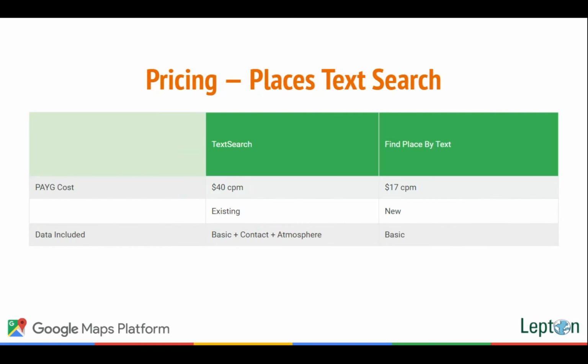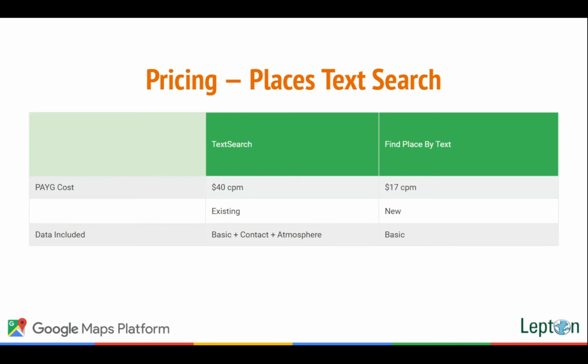Now let's talk about text search and find place by text. So costing for text search is $40 per thousand calls. It includes basic, contact and atmosphere. I talked about an example wherein I'm searching for pizza in New Delhi. So that's a simple text search example. Now, if I talk about find place by text, which gives me only one record in the response, I get charged only $17, and that includes only the basic data.